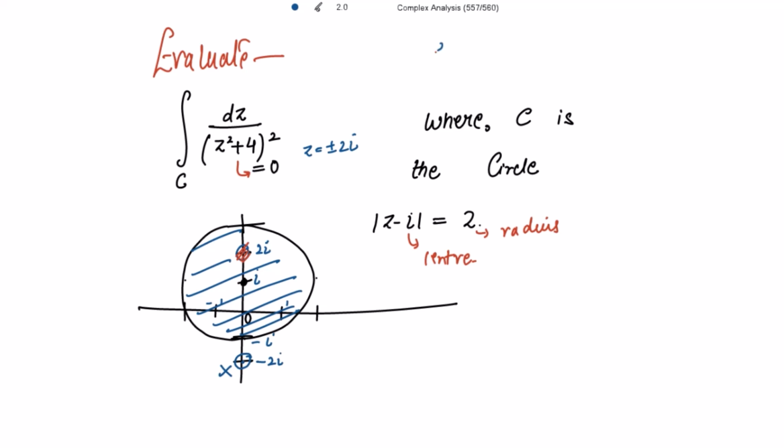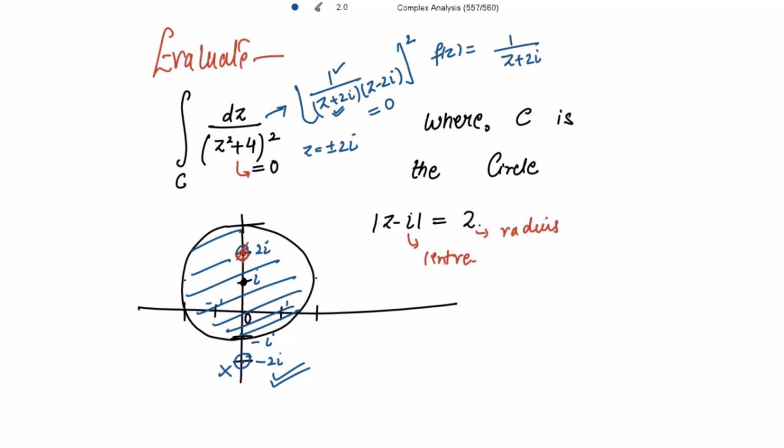Now what could be our f(z)? How can I write this integrand? It is 1 divided by (z plus 2 iota) into (z minus 2 iota) whole square, right? What is f(z) here? When taking the denominator equal to 0, for which factor we are getting z equal to minus 2 iota? For this factor, right? So the factor for which we are getting the point outside the circle, take that factor along with the numerator as your f(z). So f(z) is 1 divided by (z plus 2 iota) whole square, right?